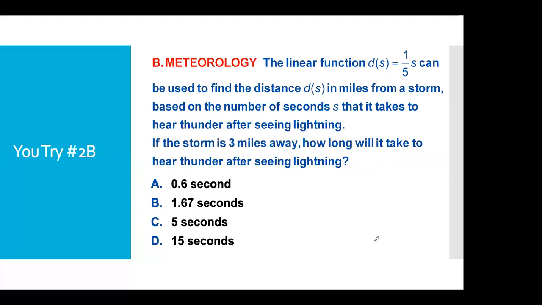All right, so here's another You Try. The linear function d of s equals 1/5 s can be used to determine the distance in miles from a storm based on the number of seconds s that it takes to hear thunder after seeing lightning. If a storm is 3 miles away, how long will it take to hear thunder after seeing lightning? So give this one a try.